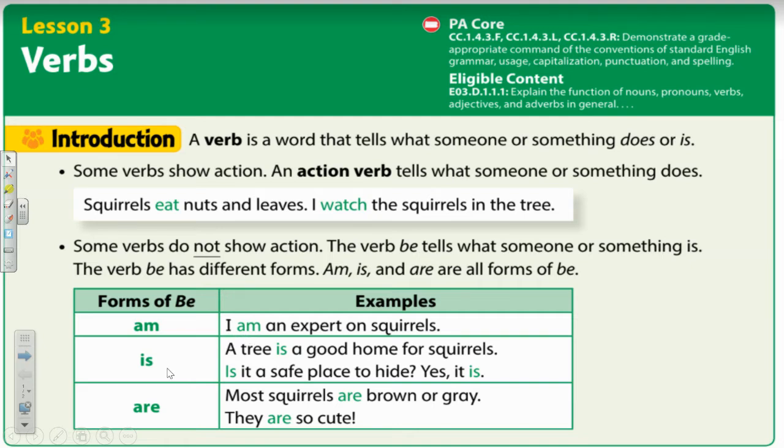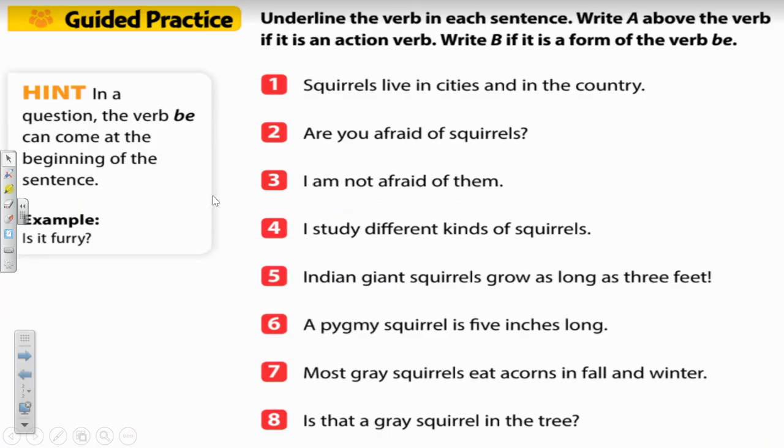Is also a sneaky verb. A tree is a good home for squirrels. Is it a safe place to hide? Yes, it is. And lastly, are. Most squirrels are brown or gray. They are so cute. So remember, verbs can show action. I always like to think of charades, actions that you act out, or they can be sneaky verbs like am, is, and are. Let's try the guided practice down below together.